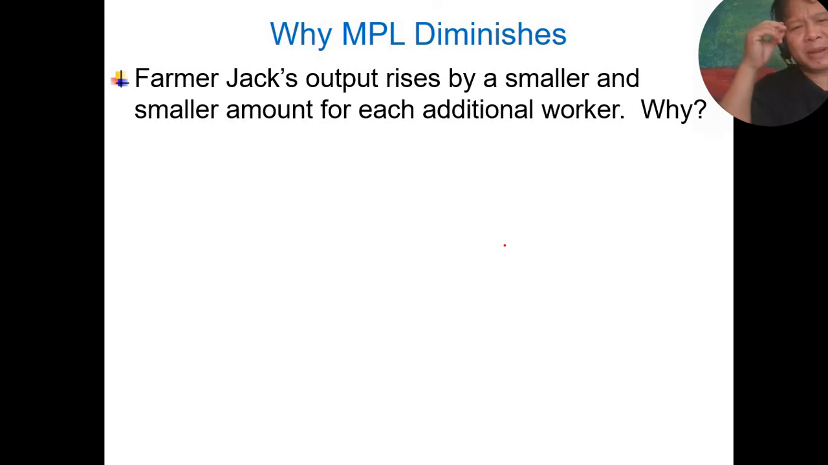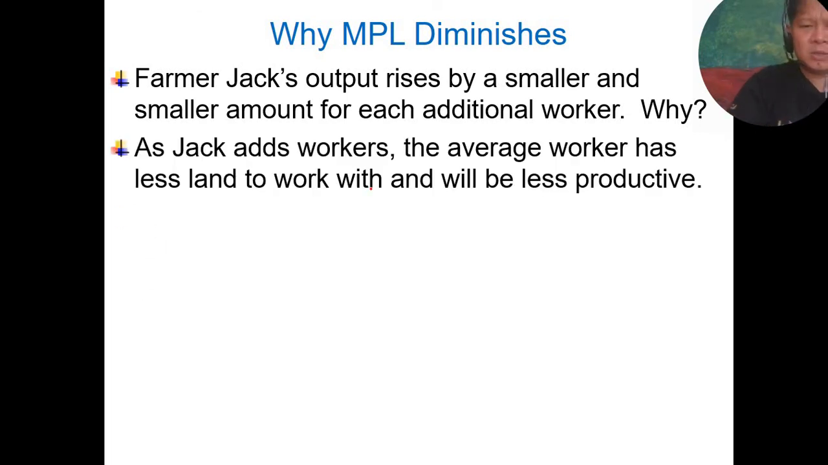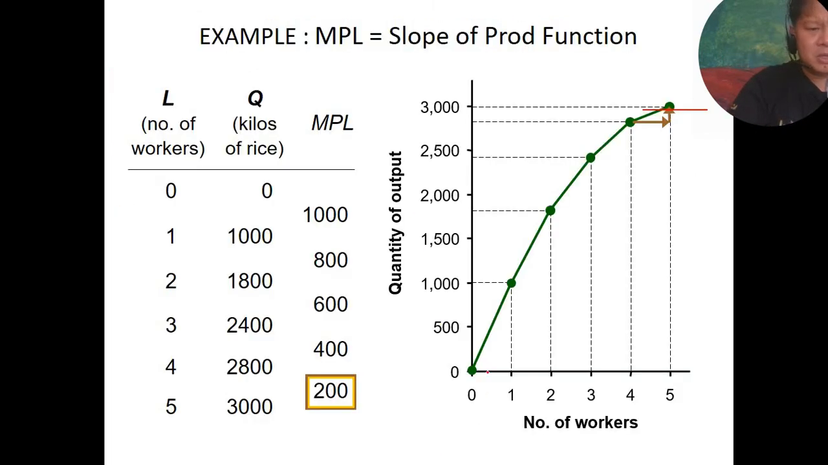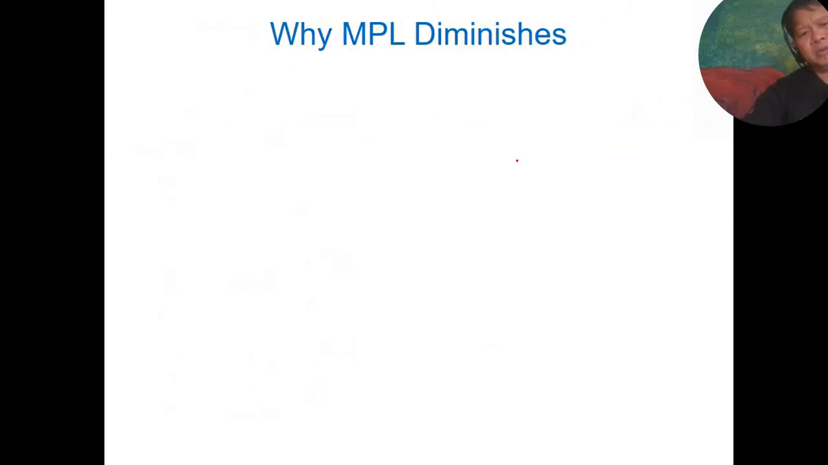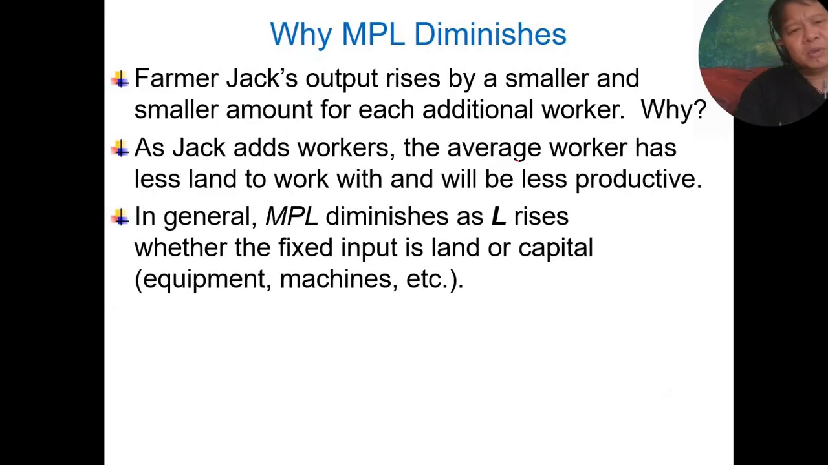Why does the marginal product of labor diminish? In this example, the MPL increases at first, but later on it decreases, it goes lower. So the question is, why does MPL, the marginal product of labor, diminish? Because farmer Jack's output rises by smaller and smaller amounts for each additional worker.